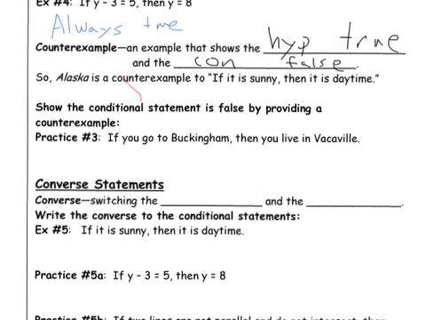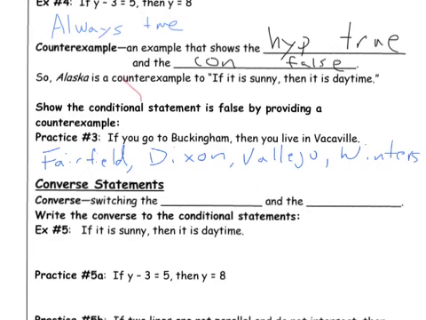You can pause the video if you want. All right, some counterexamples would be Fairfield. There's a lot of people that live in Fairfield but go to Buckingham. There's a lot of people that live maybe in Dixon and go to Buckingham, or live in Vallejo or Winters. Those are all counterexamples because they still go to Buckingham. This part's still true, but they don't live in Vacaville, so we contradict the conclusion.